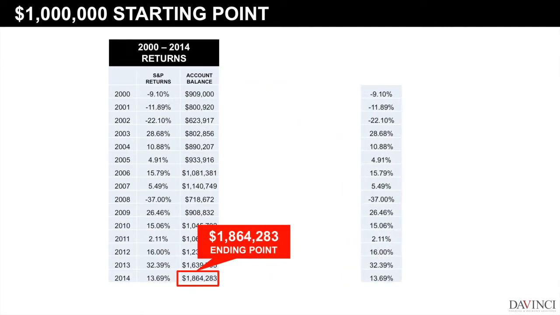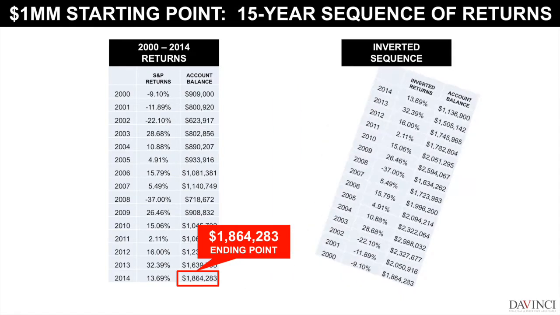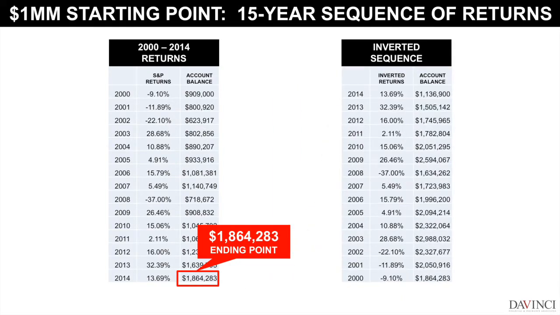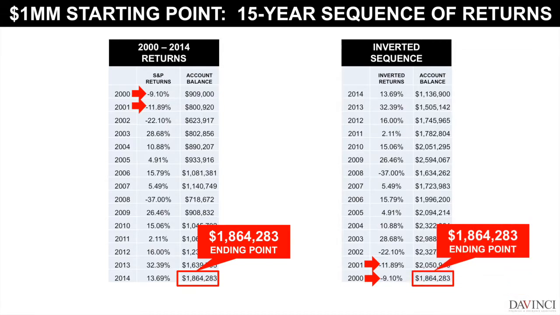Okay, we're going to take the same 15-year period and invert the sequence of returns. In other words, the negative 9% that happened in year 1 is going to be in year 15. The negative 11% that happened in year 2 is going to be in year 14, et cetera. Okay, now if we take the same $1 million starting point and invert the same sequence of returns, you'll end up with the exact same ending point.